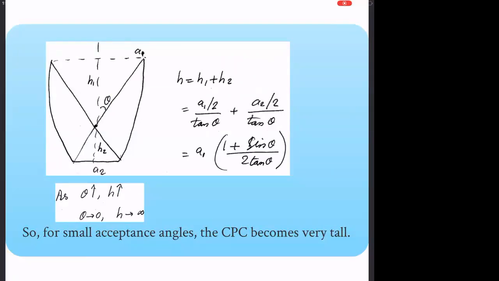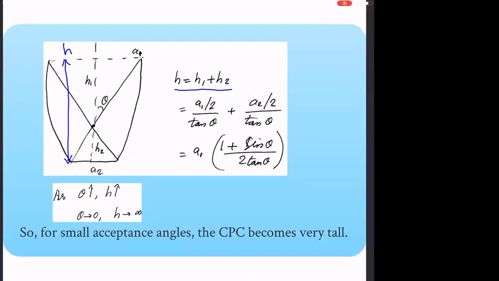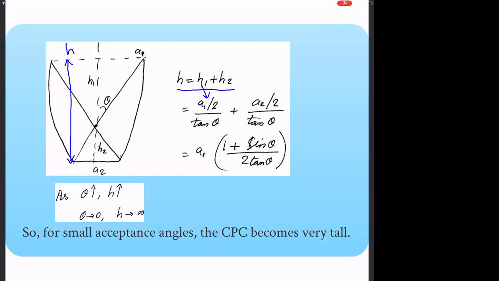Now let's try to understand how that is, again with some simple geometry. H, the total height here, is H1 plus H2. Now let's see each term. H1 is A1 divided by 2, which is this part here, A1 by 2, divided by tangent of theta. You can see this right angle triangle here. Tan theta is A1 over 2 divided by H1. So H1 is A1 by 2 divided by tan theta.